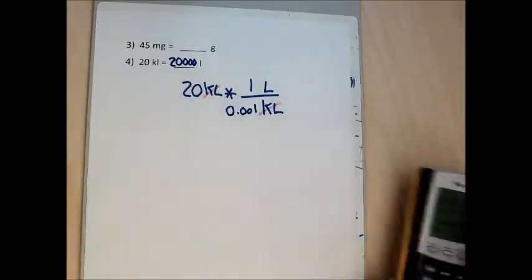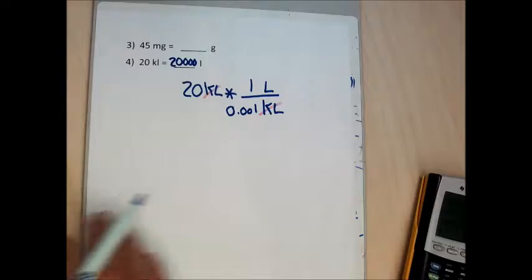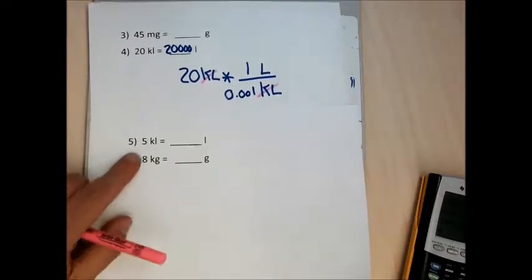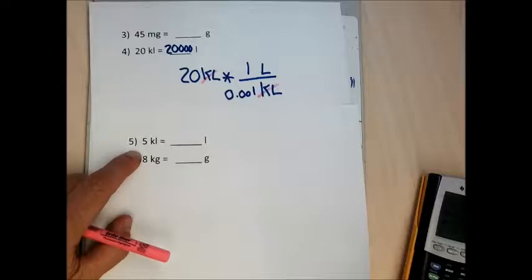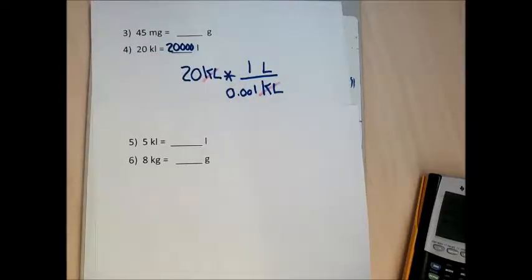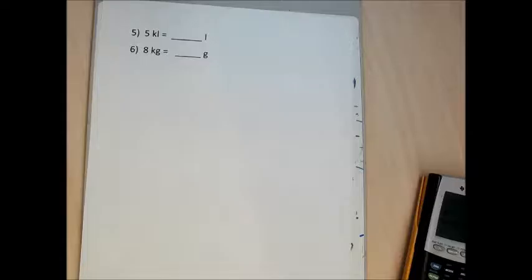When you get done with number 3, the answer you should be getting is 0.045 grams. When you go to do problem 5, you're changing from kiloliters to liters, so you're going to use the same unit that I'm using. When I go to do number 6, I'm changing from kilograms to grams, and so I have to have a relationship.